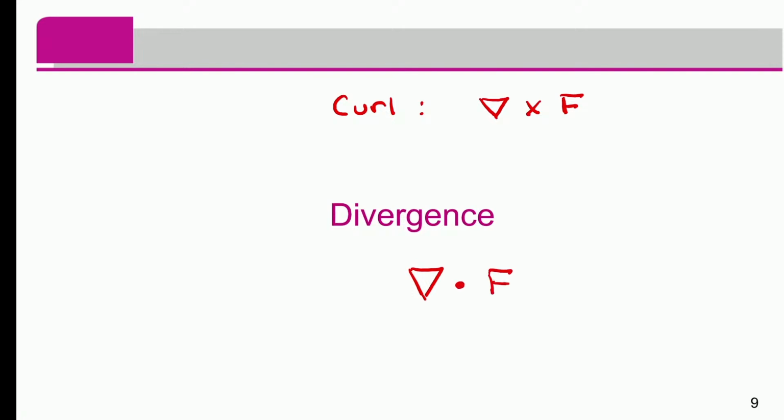So that's kind of why I like this notation, the cross product for the curl, because of the symmetry, if you will. The fact that curl is the cross product, divergence is the dot product. Anyway, let's get to the actual definition and see what it means and how we compute it.